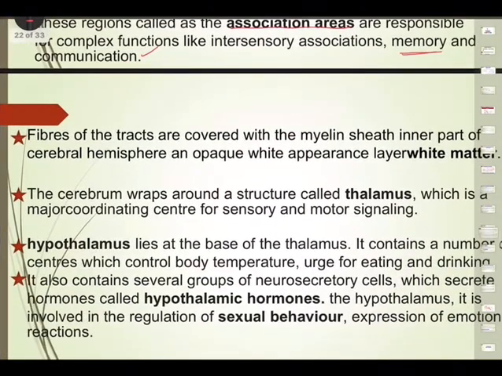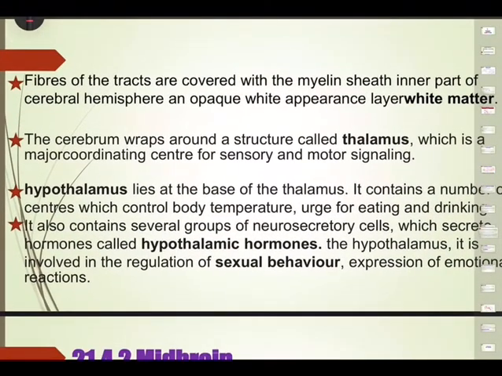The fibers of the tracts are covered with a myelin sheath. The inner part of the cerebral hemisphere has an opaque, white appearance, so it is called white matter. So there are two: grey matter and white matter. The cerebrum wraps around a structure called thalamus, which is a major coordinating center for sensory and motor signaling.